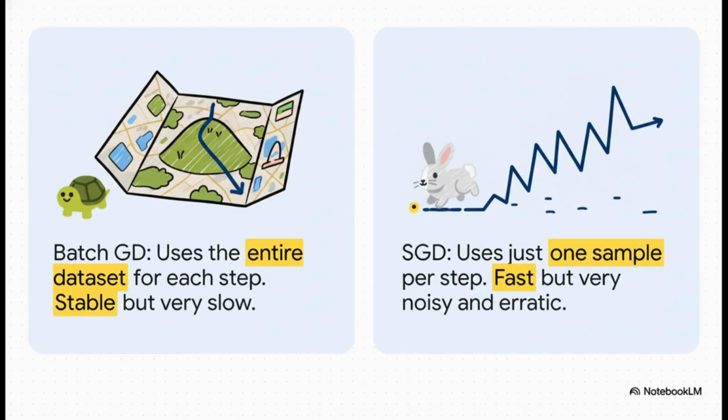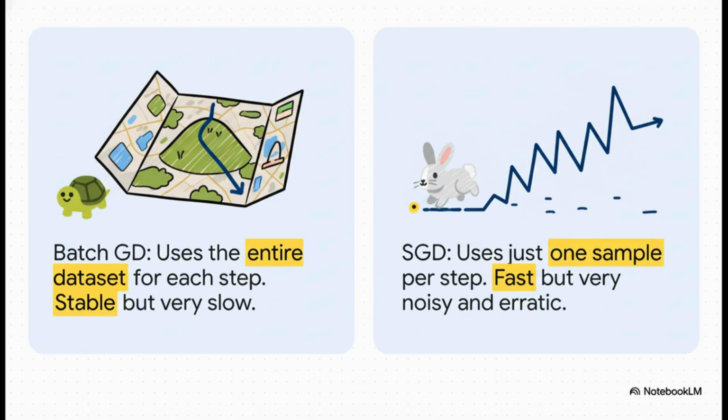On one side, you have batch gradient descent. Think of this as the cautious planner. This hiker looks at the entire landscape, every single data point, to calculate the absolute perfect, most accurate direction for one single step. It's very stable, but with a big data set, it's painfully slow.